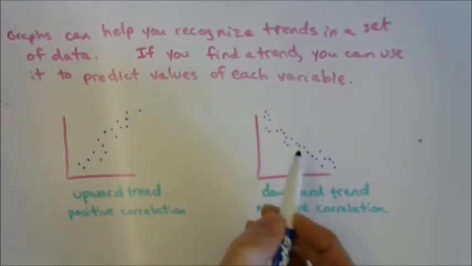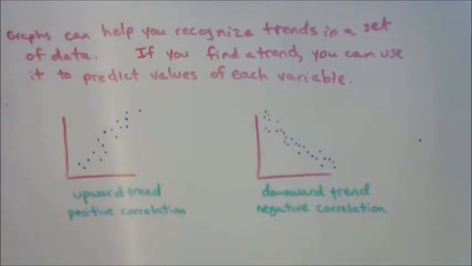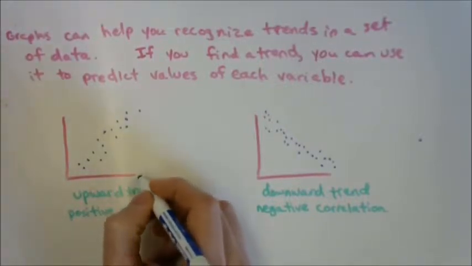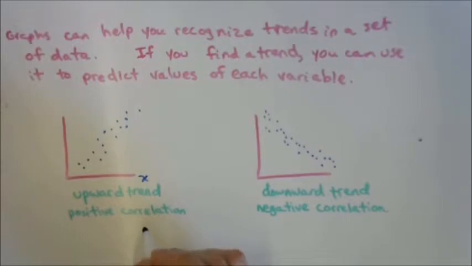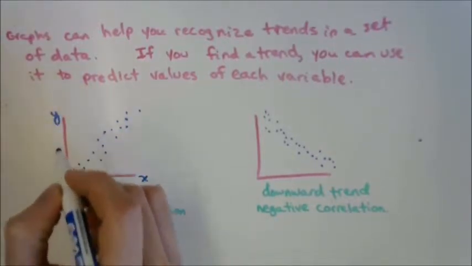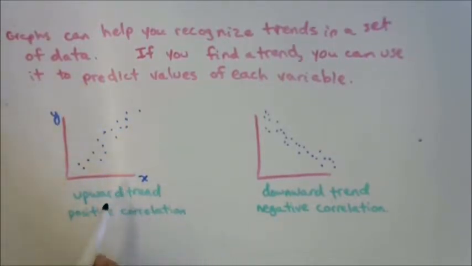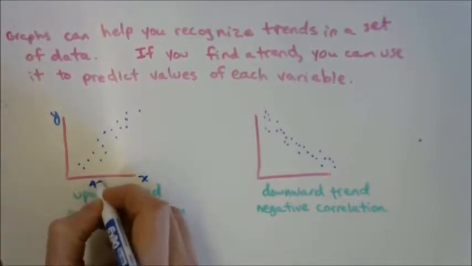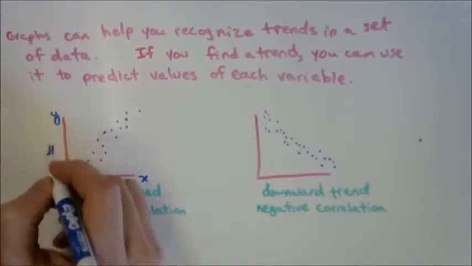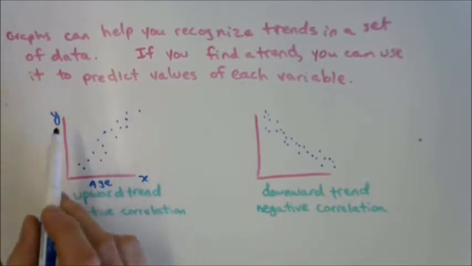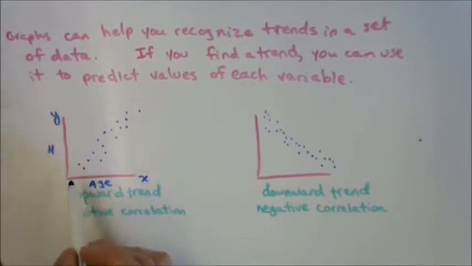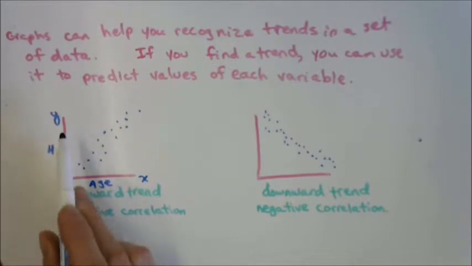Mr. B, is independent the horizontal axis? We almost always have independent on the horizontal axis, yep. Okay, so your x-axis is independent, and your y-axis depends on that. So for instance, if we were, again, comparing age and height, we would expect it to look like this. That would be a positive correlation. As you get older, you get taller.